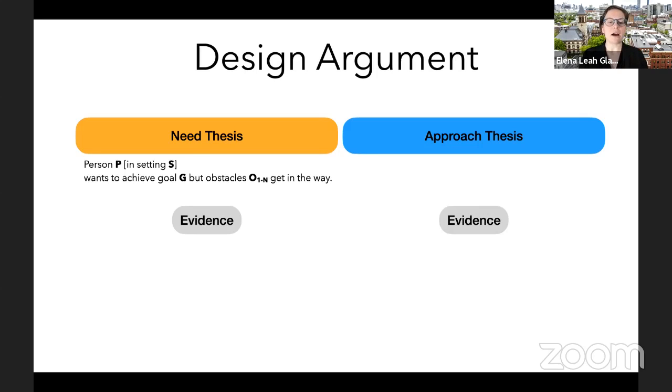So on the need thesis, it's good to be able to specifically say who, right? What is the person's role, or in what setting is this person needing help? They have a goal that they want to achieve, but there are some obstacles that get in the way. And because we're engineers, sometimes we want to help people achieve new goals, right? We're not only in a situation where we have to focus on existing goals. And so we can argue that people could and would want to achieve a certain goal if we removed some things that are actually obstacles to that new goal.